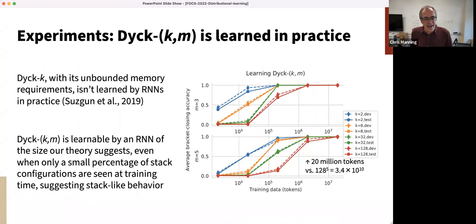And so the contrast you see is that it has previously been shown that RNNs couldn't in practice learn Dyck-K, but we show empirically that Dyck-K,M is learnable by an RNN of the size our theory suggests. We don't really know what it's doing, but you could at least see that as consistent with the kind of results that we have for stack size. So I think there might be something interesting here.